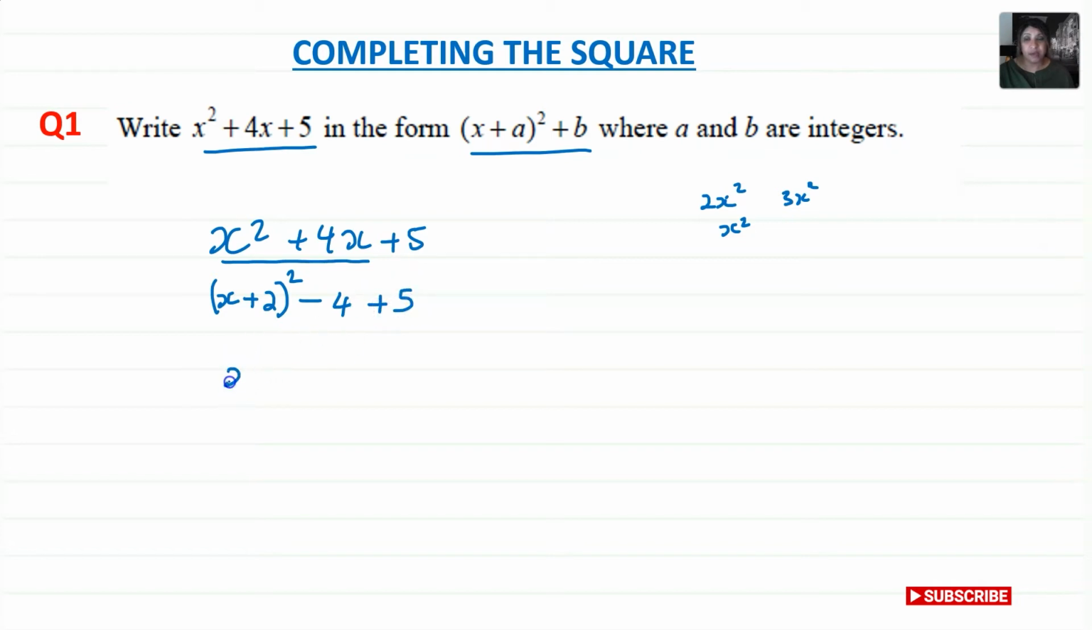Now we have x plus 2 squared, negative 4 plus 5 is plus 1. So now we know a is equal to 2 and b is equal to 1.